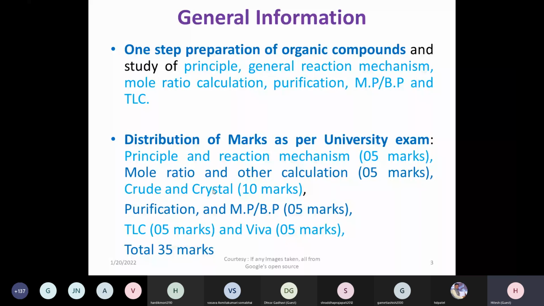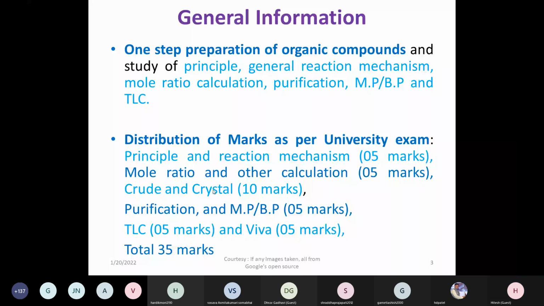In this one step reaction, we have to explain or discuss the principle of the reaction, general reaction mechanism, mole ratio calculation, and purification of the compound, melting point and boiling point of the compound. If it is solid, then we will go for the melting point. If it is liquid, then we will go for the boiling point.